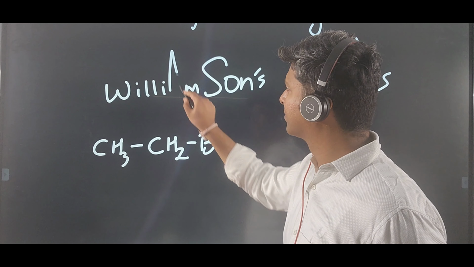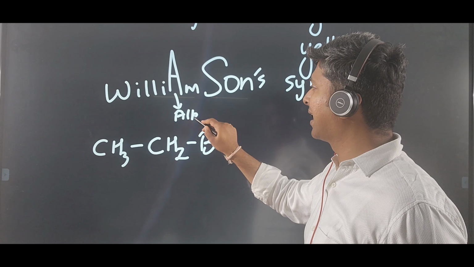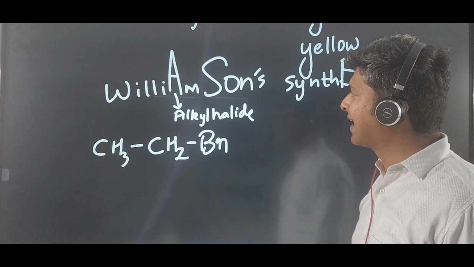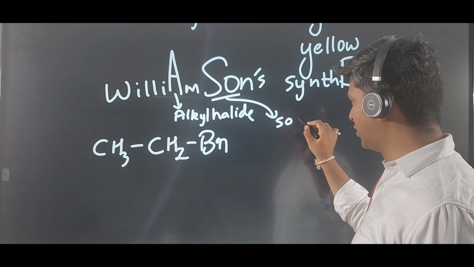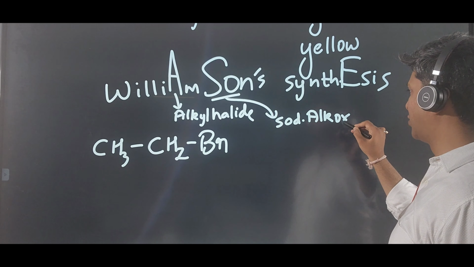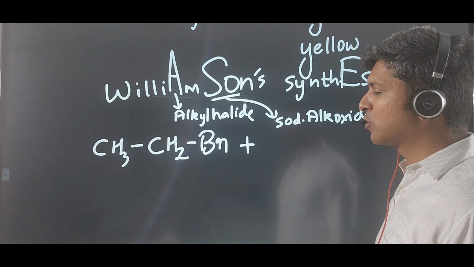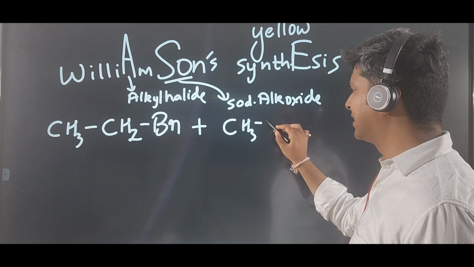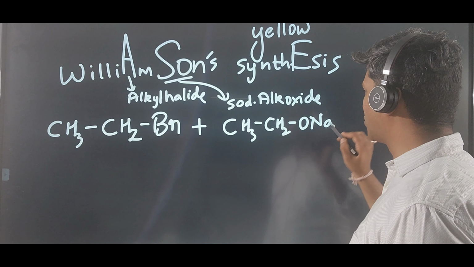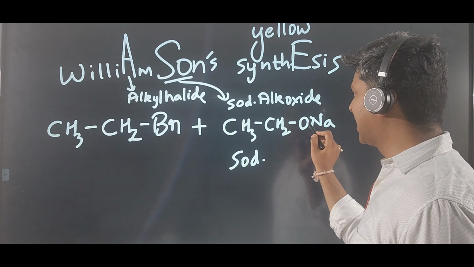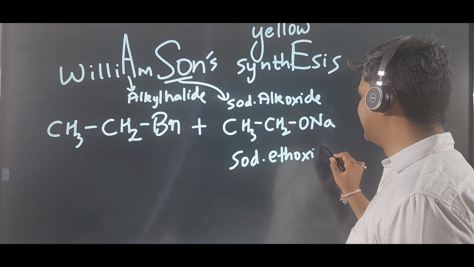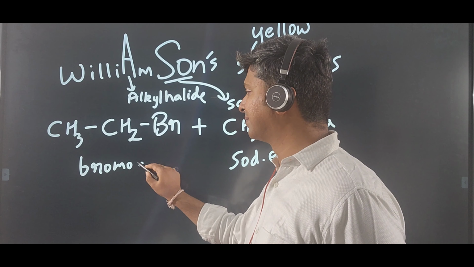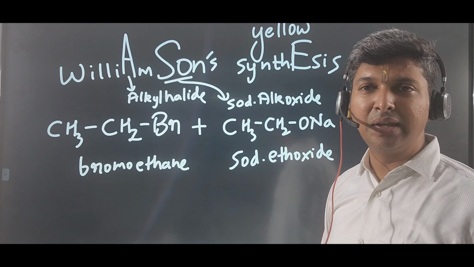Have a look over here. So A is going to remind you of alkyl halide, which we are using. Of course, alkyl halide is also called haloalkane. And SO or S will remind us of sodium alkoxide, which we are going to use. Sodium alkoxide is basically formed by a reaction of sodium with alcohol. So sodium when it reacts with alcohol, it will form sodium alkoxide. Here I'll take sodium ethoxide, CH3CH2ONa. Sodium ethyl oxide, sodium ethoxide, and this is bromoethane. Sodium ethoxide and bromoethane.